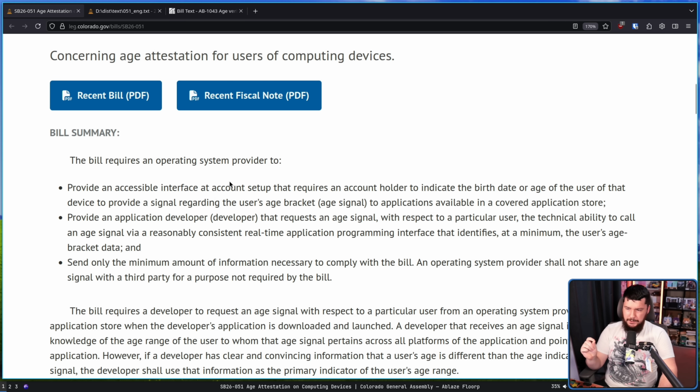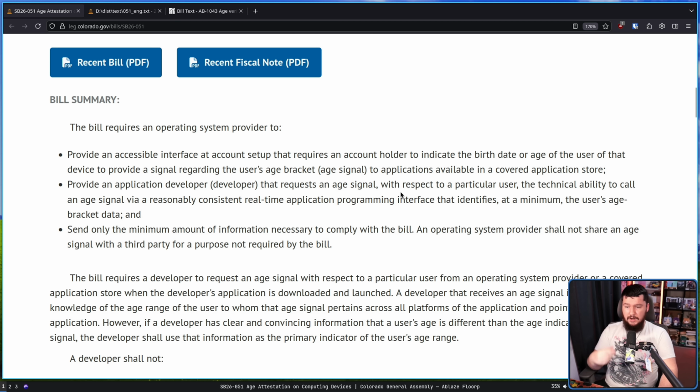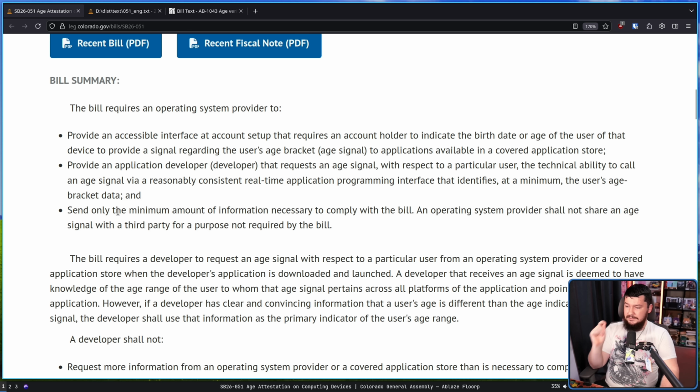So here's the summary of the Colorado bill. The bill requires an operating system provider to provide an accessible interface and account setup that requires an account holder to indicate the birth date or age of the user of that device, to provide a signal regarding the user's age bracket, an age signal, to applications available in a covered application store, and to provide an application developer that requests an age signal with respect to a particular user the technical ability to call an age signal via a reasonably consistent real-time application programming interface that identifies at a minimum the user's age bracket data, and send only the minimum amount of information necessary to comply with this bill.